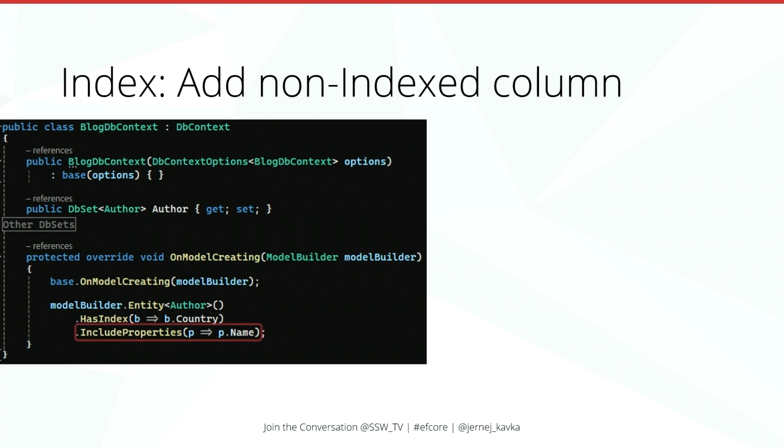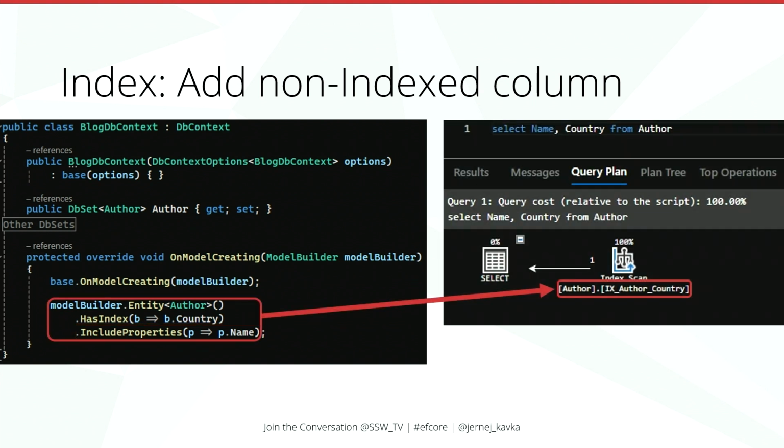We can fix that by specifying to EF Core that we should include the name in this index. Now here, what we're doing is we're not indexing name. We are just saying, hey, with this index, include this data. That has some performance implications, for good and bad. And now if we run the same query, we can see that we now use the index IX_Author_Country. So we're using that more optimized query.